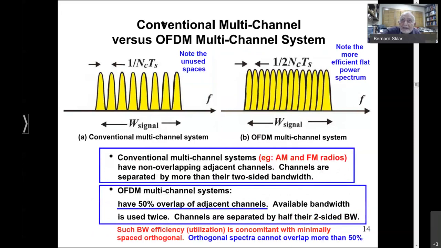So what you see here is a conventional multi-channel system, such as AM and FM radio, which is a good example. And boy, is that a waste of frequency when you've got to have guard bands between typical AM and FM radios. What we're going to be doing in OFDM is having a 50% overlap, and that is the minimum distance you can get. You cannot overlap more than 50%. That overlap of adjacent channels gets us twice the benefit. We get to use the bandwidth twice, if you like.